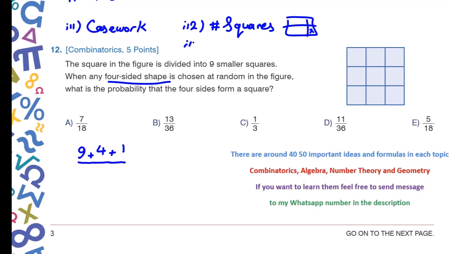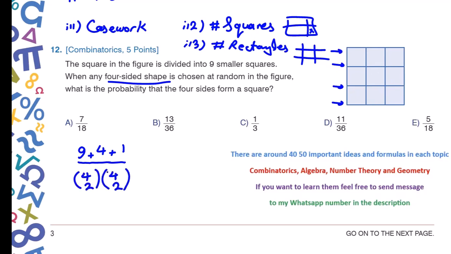And idea 13, if you want to find the number of rectangles, the idea is what? Rectangles means both squares and rectangles. 2 horizontal lines, 2 vertical lines. So how many horizontal lines are there? 4. So we should say 4 choose 2. 4 verticals, 4 choose 2. So 9 plus 4, 13 plus 1, 14. 14 over 6 times 6, 36, or 7 over 18, which will be choice A.